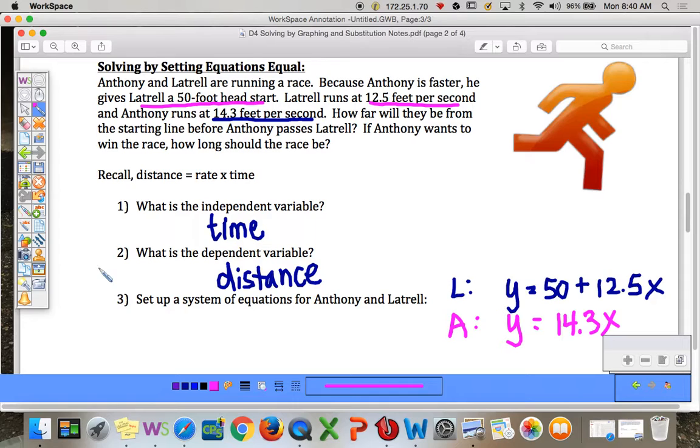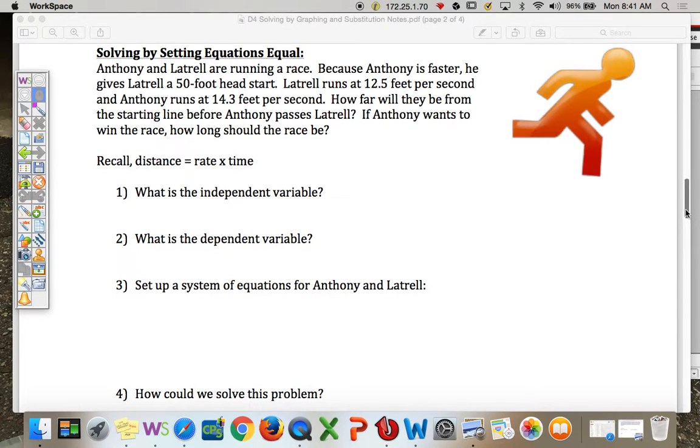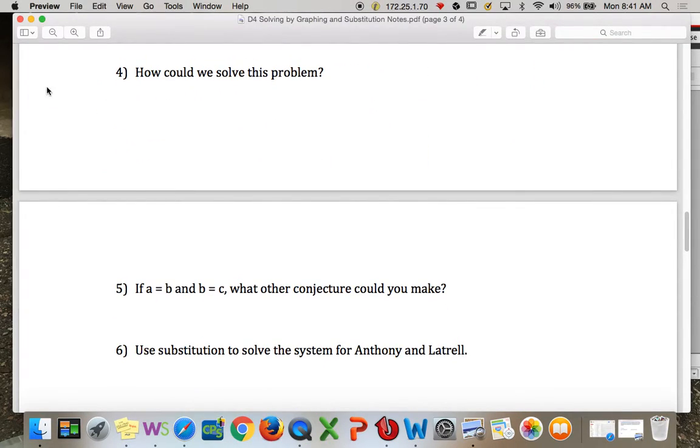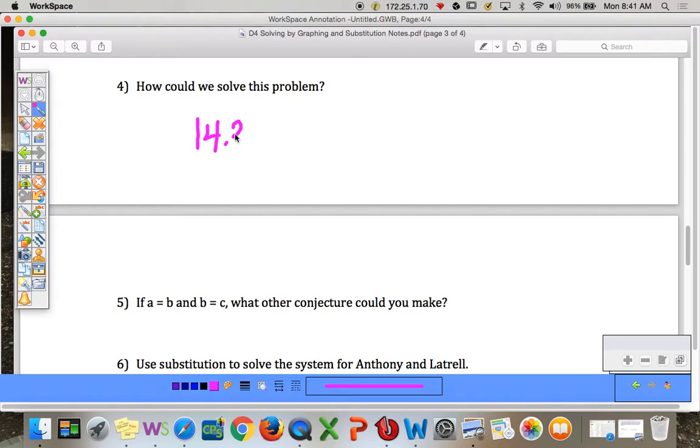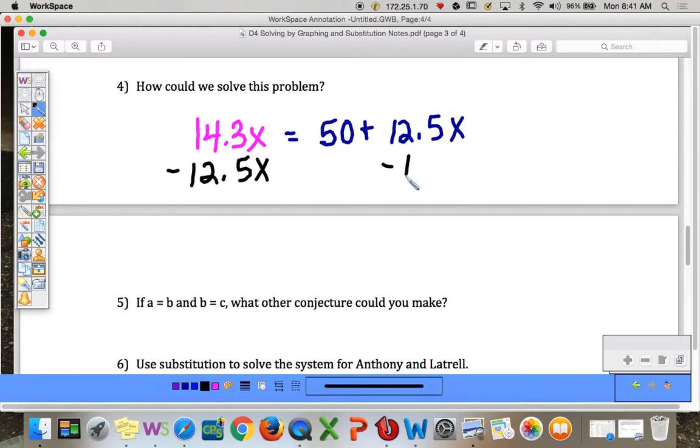So we could put this in the graphing calculator and find our point of intersection, but really we're trying to find when are these two equal. And so we can solve this problem by setting them equal. So again, Anthony's was that 14.3x. We can set that equal to Latrell's 50 plus 12.5x, and we can solve this. So let's do that. If we set the equations equal, when their distances y are both equal, set them equal and solve. So we're going to subtract 12.5x from each side.